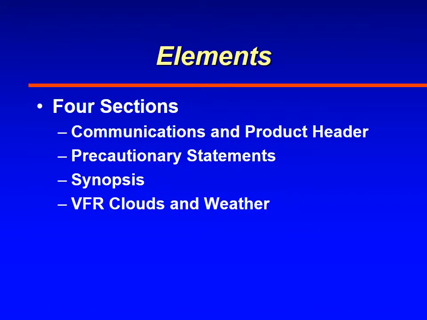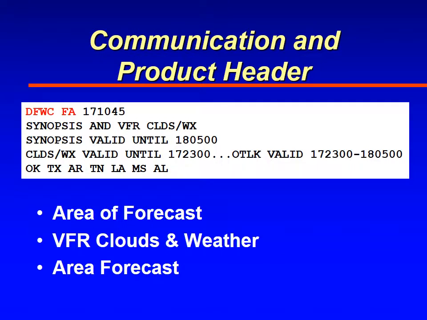So we'll start out by just giving an overview of the area forecast. It is made up of 4 different sections. The first one is the communications and product header. So we'll take a look at that, and right off the bat you can see the area forecast starts out telling you the area that's being covered by this forecast. The DFW, of course, is Dallas-Fort Worth area. The C tells you it's clouds and weather. So the area forecast is giving you clouds and weather. And the FA is the abbreviation for the area forecast.